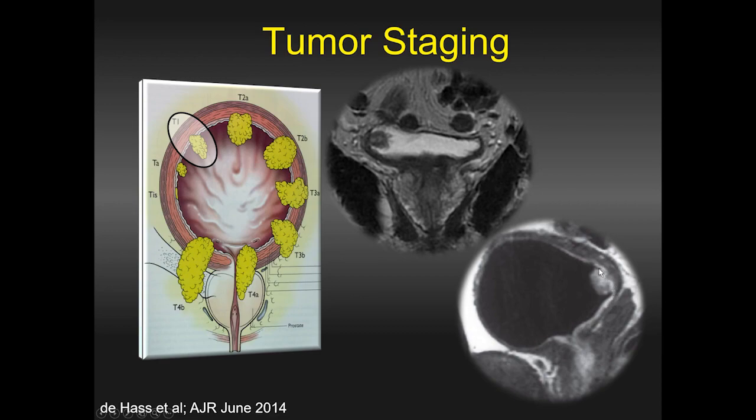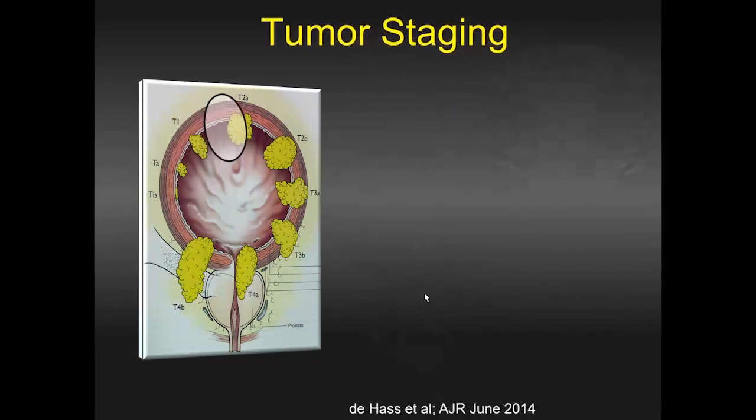Here is another example looking at the gadolinium enhanced sequence. You can see there is early enhancement of the lesion and there is preserved bladder muscle. So this is clearly a superficial bladder lesion with no muscle involvement.